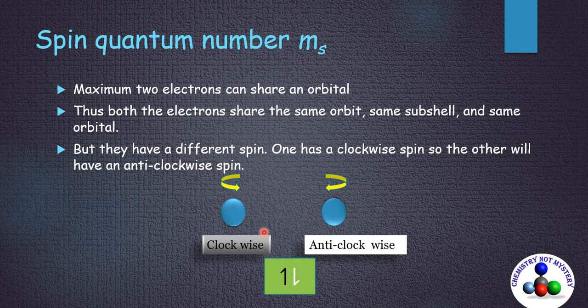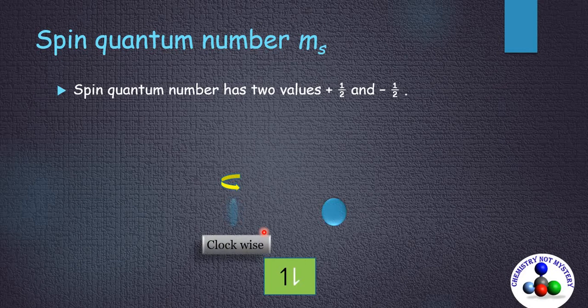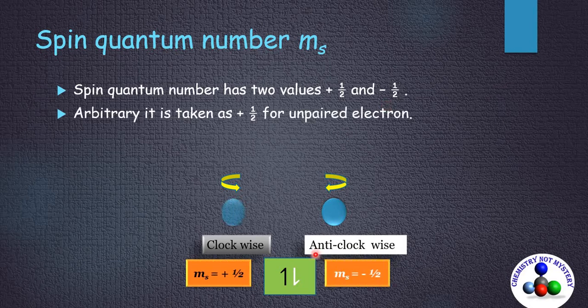Spin quantum number defines the spin of an electron. Spin quantum number has 2 possible values, +½ and -½. One corresponds to the clockwise spin and the other to the anti-clockwise spin. Arbitrarily, it is taken as +½ for an unpaired electron.